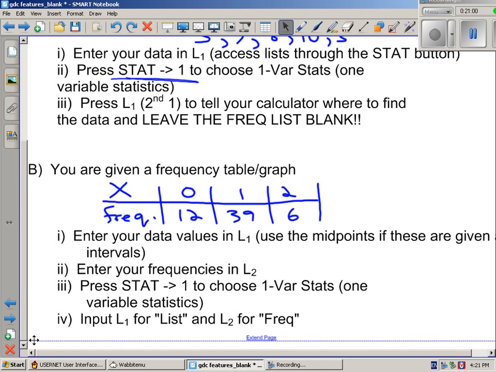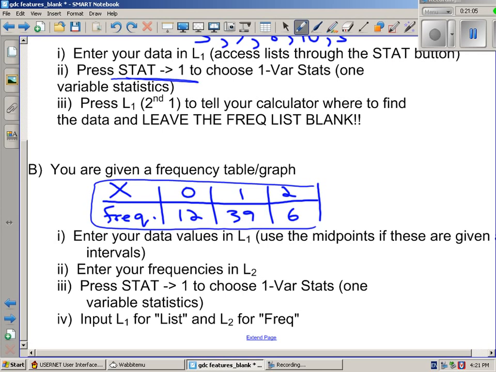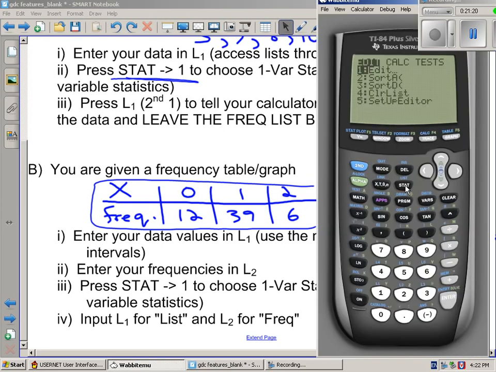You could also be given a frequency table or graph. So here's a little frequency table. We've got 3 different scores, 0, 1, or 2. And 12 people scored 0, 39 people scored 1, and 6 people scored 2. We're going to enter our data values, which would be just the 0, 1, and 2 in list 1. And that means clearing out what's already in list 1. So let's go in list 1. I go up to the heading and press clear, enter. All gone. 0, 1, and 2 are the different actual scores. And in list 2, I'll put in my frequencies.